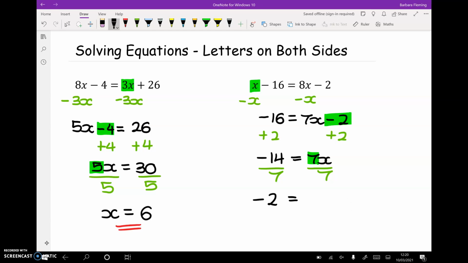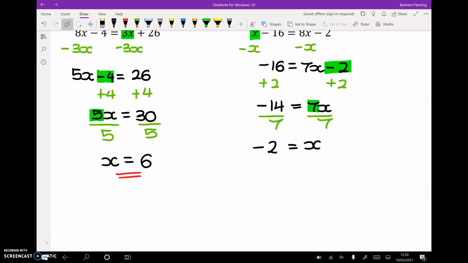And you've got your equal sign. 7 divided by 7 is a 1, so you're just left with your x. And then it's always better to have x on the left-hand side of the equal sign, so negative 2 equals x is the same as saying x equals negative 2. And that's your final answer there.